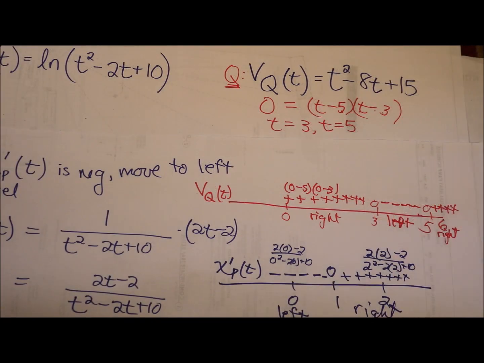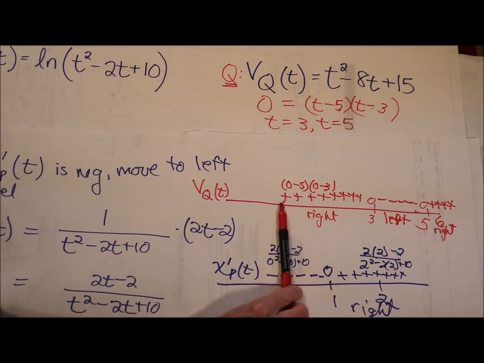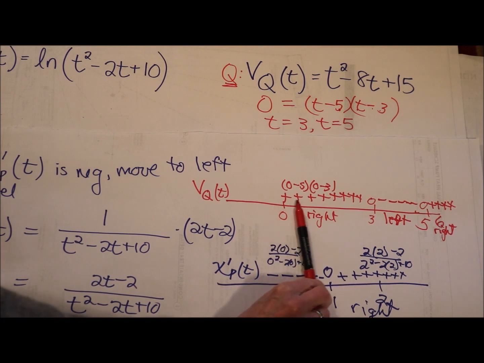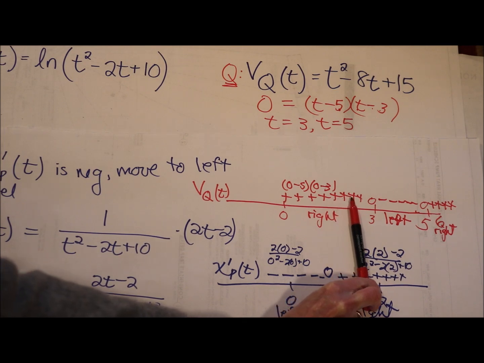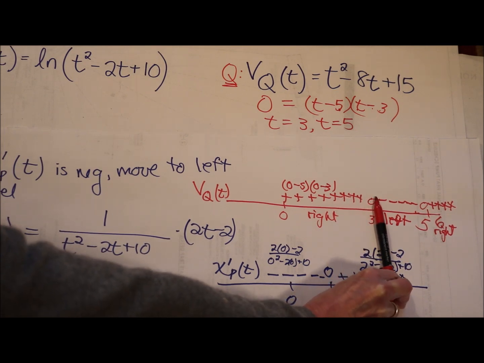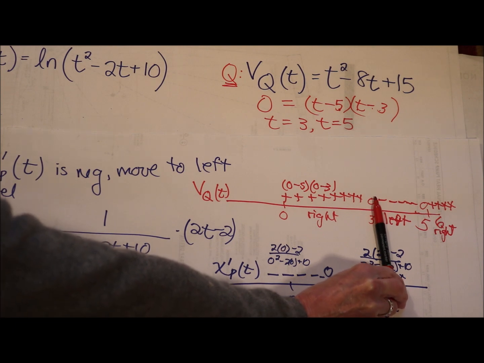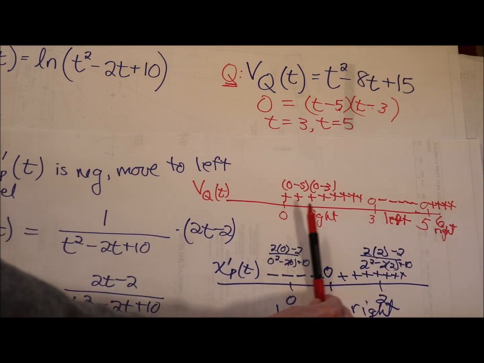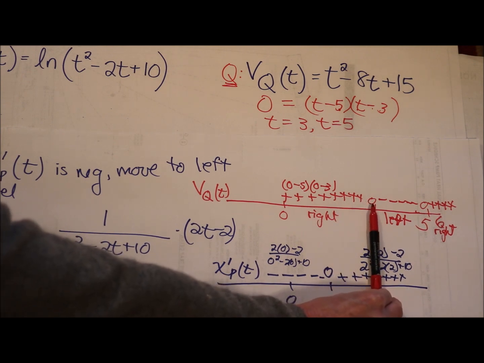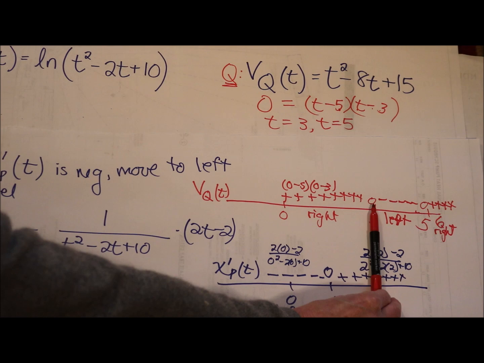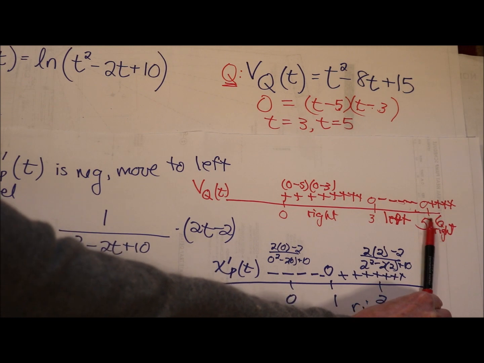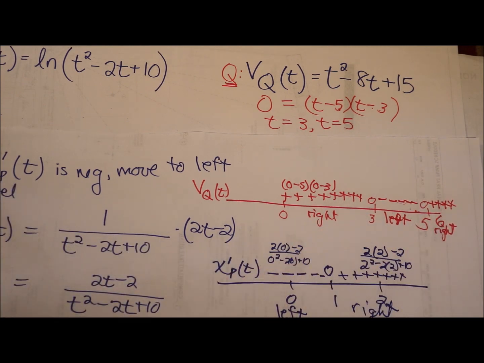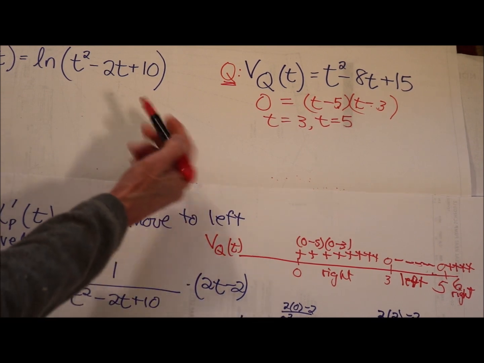So the question is, when are particles P and Q moving in the same direction? So this is when we can line this up. So they're not moving in the same direction from 0 to 1, but from 1 on, they're both going to the right until 3, it looks like. So I think they're moving in the same direction from 1 to 3 minutes or seconds. And then it looks like I'm moving to the left up here, moving to the right here. So not until 5.